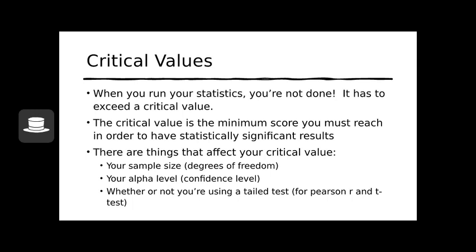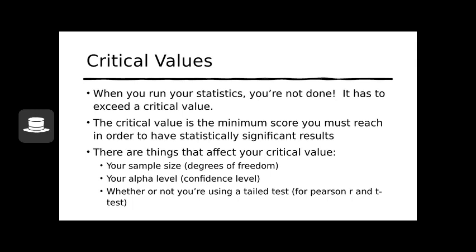So there are different things that affect your critical value. One is your sample size, right? The more people you have in your sample, the more likely your sample is going to reflect your population, right? If you have a population of 5,000 people and you have 2,500 people in your sample, that's a pretty representative sample.